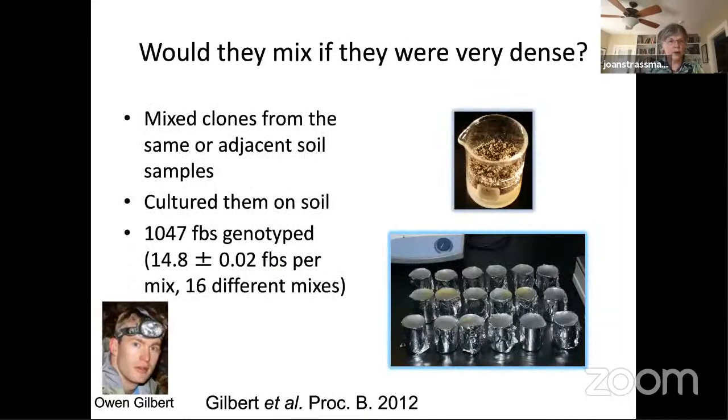Oh, and Gilbert, then, you know, you can tell we're really kind of worrying this to death, right? We really want to understand the structure. So Owen then decided, well, he would do it in the lab. He would put agar on the bottom of these little beakers, soil on top, and then mix clones densely together, and then genotype lots of them.